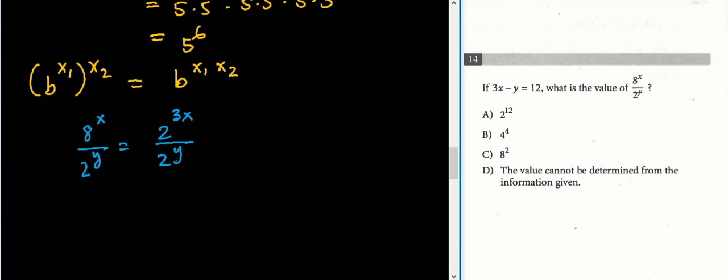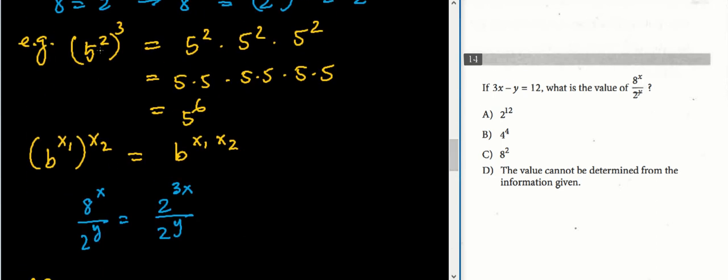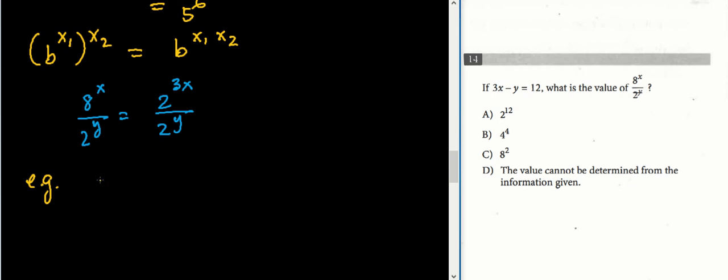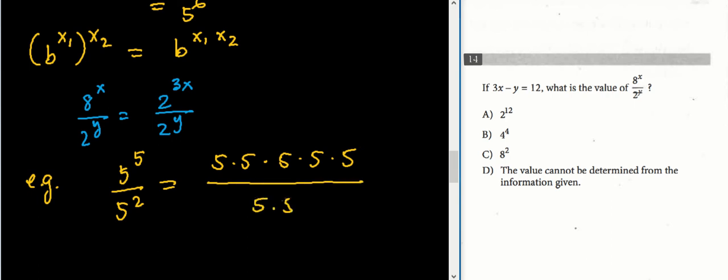So now the next question is, how do we simplify something like this? This is an introduction to our second exponent rule. Suppose I gave you this example: 5 to the 5th power over 5 to the 2nd power. How would you simplify something like this? That would be 5 times 5 times 5 times 5 times 5 over 5 times 5. Now you'll see that this 5 is going to cancel, this 5 is going to cancel, and you'll be left with 5 to the third power.